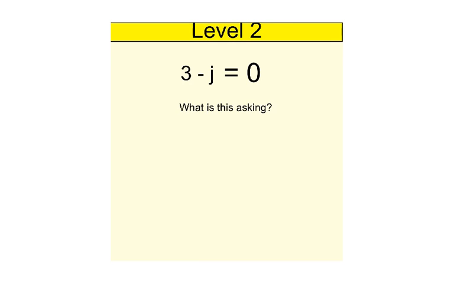Okay, tell your neighbor what this one is asking. And as a side note, maybe you could figure out what the number is that would work for J also. Okay, so you should have gotten that it means 3 minus what number is 0.